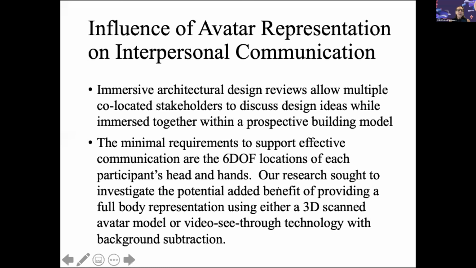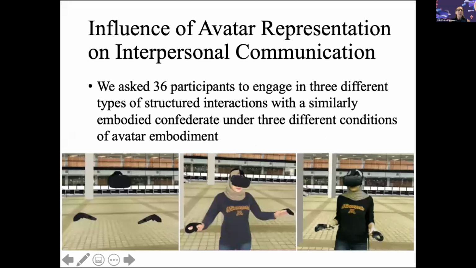But in our research, we thought we could probably do better by filling in a full avatar. And we wanted to compare, again, the 3D scanned avatar model with a video see-through technology. So we asked 36 participants to engage in structured interactions with a confederate who was embodied in a similar manner to them under 3 different conditions of avatar embodiment. So the first condition, we call this no avatar.